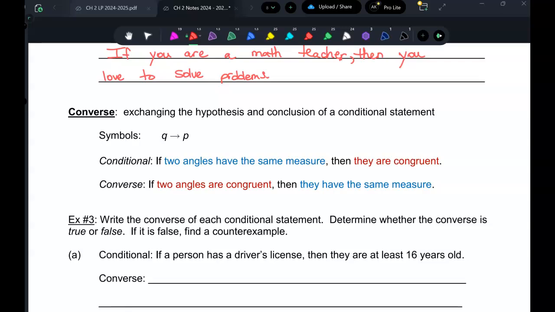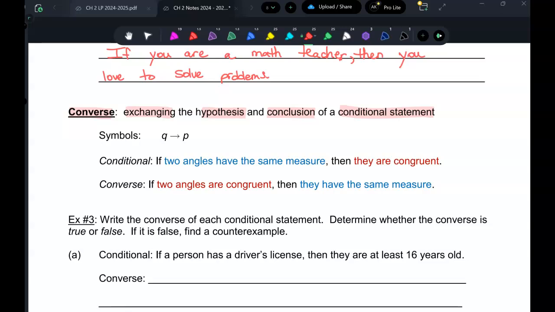Converse. Not the sneakers, but converse of a conditional statement. I mentioned this word a few times because we wrote it in our notes with some of our theorems. Converse means you can exchange the hypothesis and conclusion. So a converse is exchanging the hypothesis and the conclusion of a conditional statement. Here's an example. If 2 angles have the same measure, then they are congruent. The converse of that is, if 2 angles are congruent, then they have the same measure.